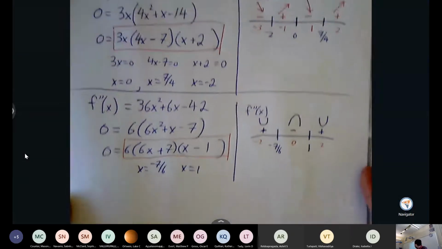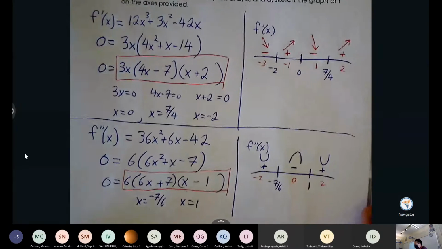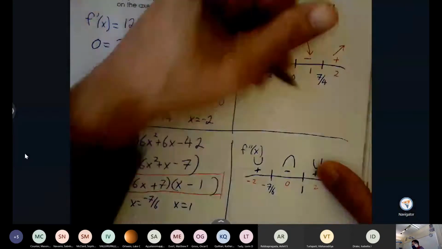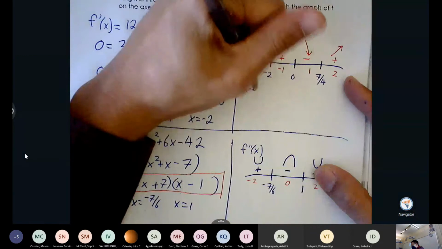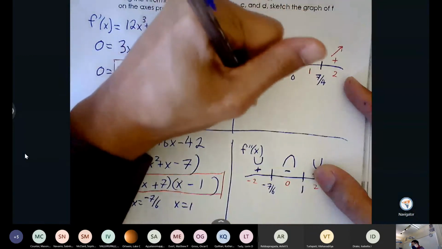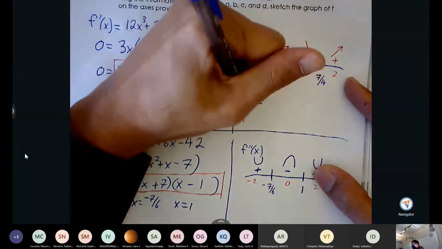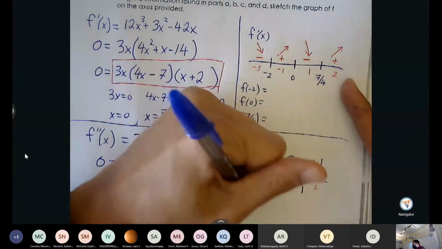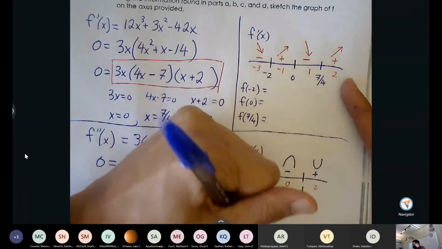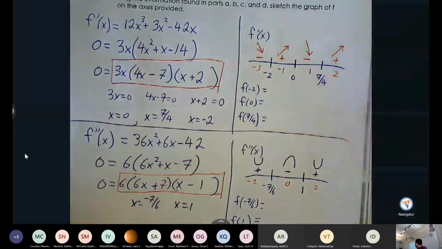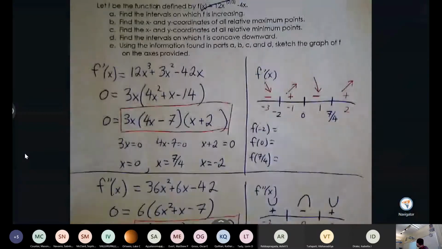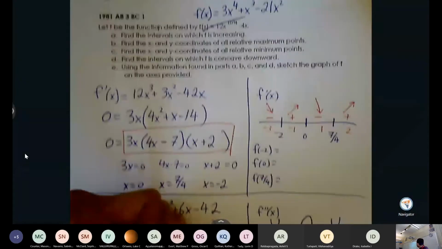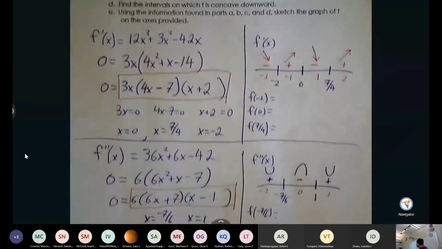And now let's just go ahead and see if we can find all these ordered pairs and we can sketch the graph. So I'm going to find f of -2, I'll find f of 0, and I'll find f of 7/4. I'll find f of -7/6, and f of 1. So I'm going to dump them all into the original function and see what y values they give me, and then that will help me have some anchor points to work with.